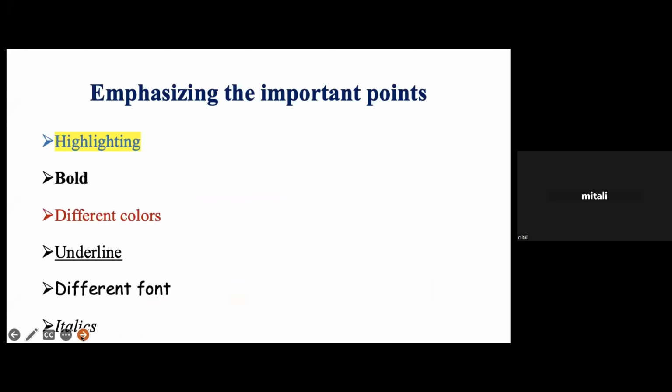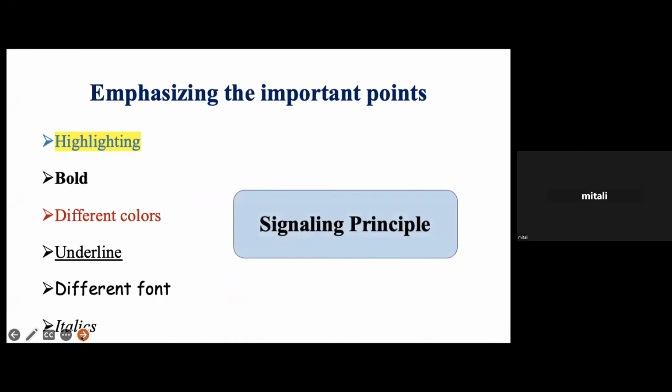When emphasizing important points in a slide, highlighting using bold, different colors, underline, different fonts, and italics can be done. This will help the audience focus on those important points, and this is in accordance with the signaling principle. However, multiple things like highlighting and bold should not be used at the same time.